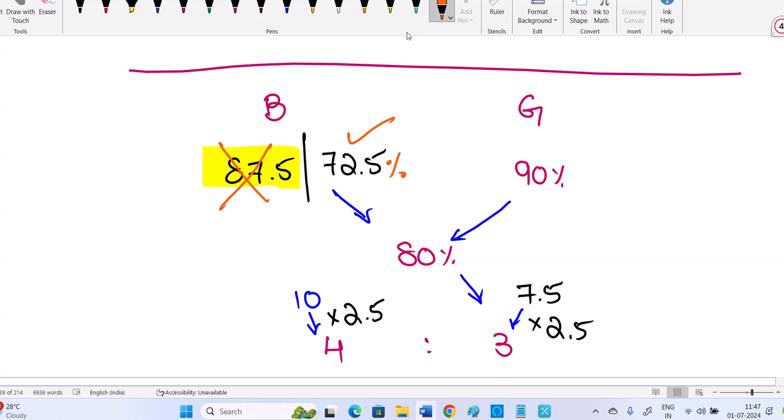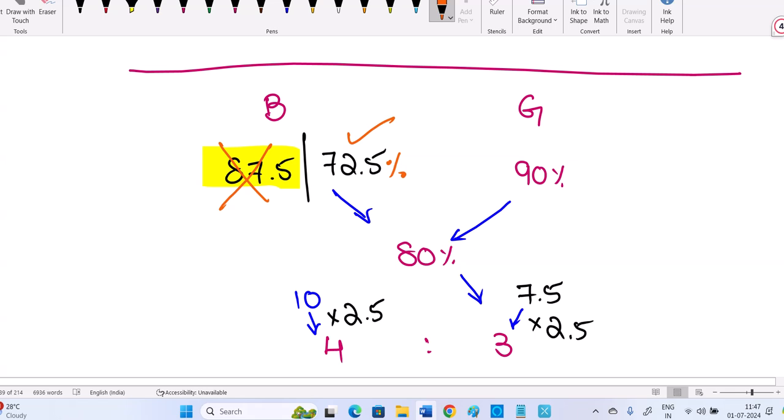If you want to apply this, common sense is required. There are two answers possible. Sometimes 87.5 may be correct, sometimes 72.5 may be correct. It depends on the condition: the mixed value must be between the extreme values.